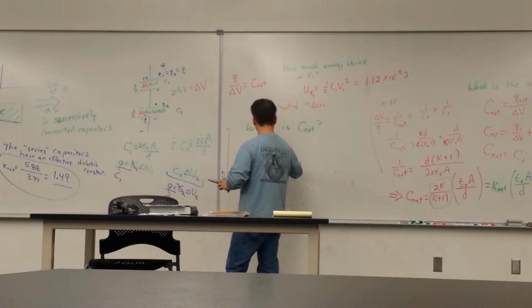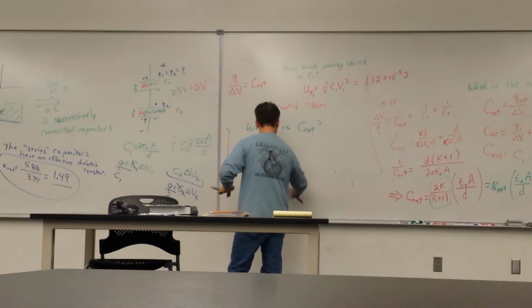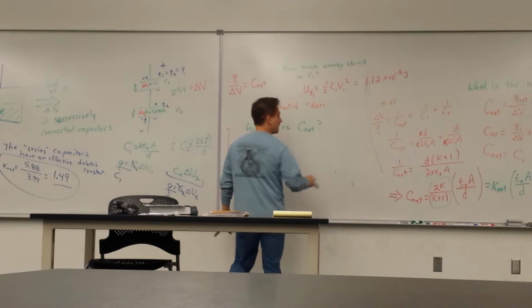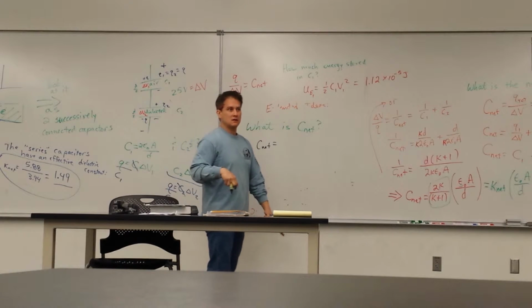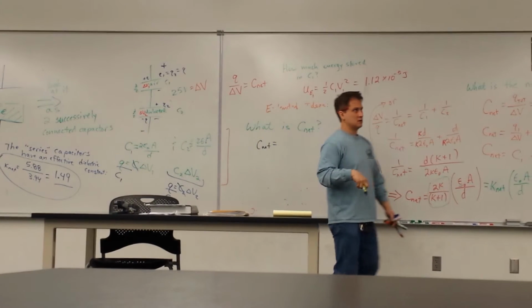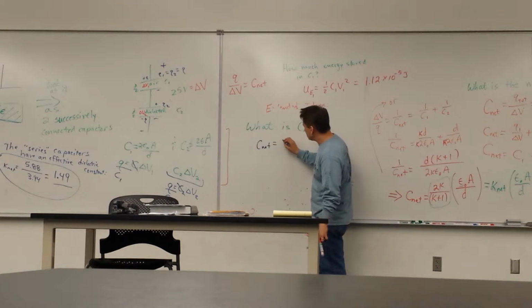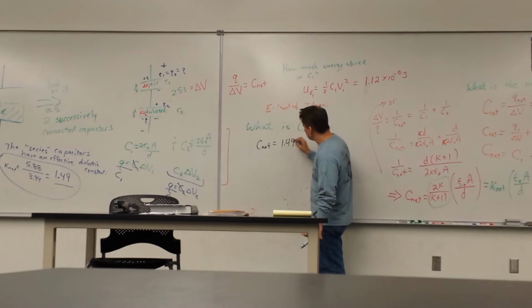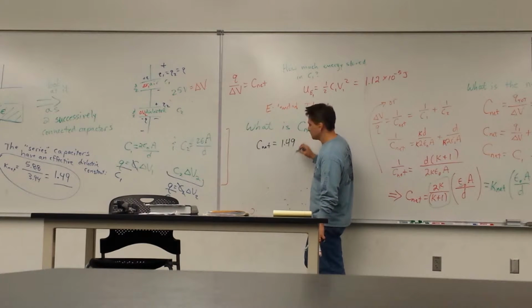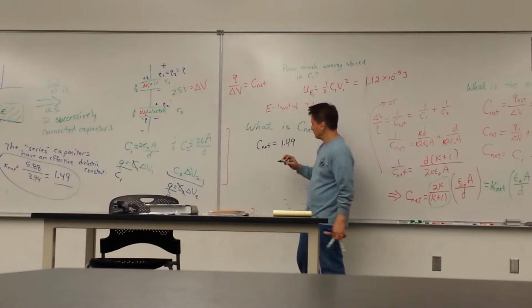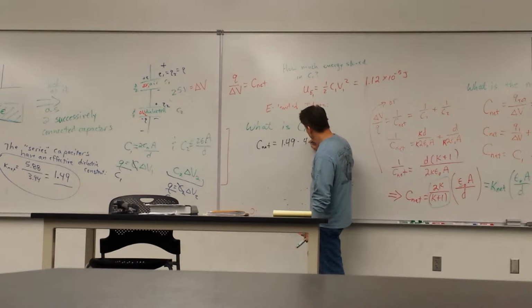I erased all that information, so I have no idea what that value is. What was our area again? Let me calculate, 0.25 squared. Yeah, 0.0625. So the separation distance was 4.5 times 10 to the negative fifth, I think. Just make up a new one.